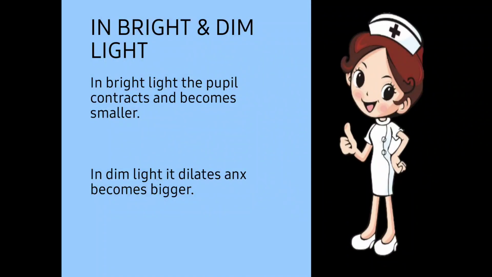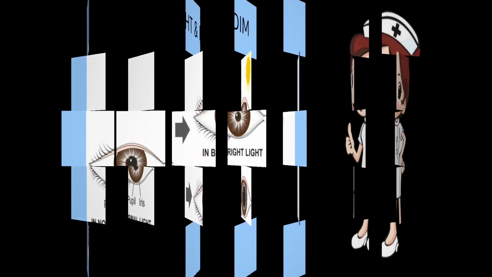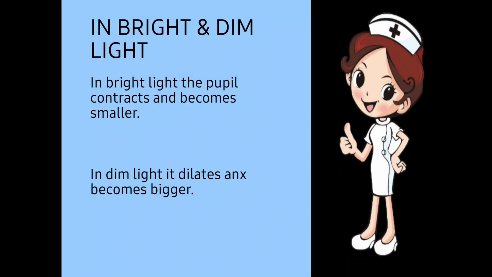Next one, in bright and dim light. Now how does the pupil react? In case of bright light, the pupil contracts and becomes smaller. Okay, as it is shown here. In the normal light condition, the shape of the pupil is this. In case of bright light, if a bright light shines, then the pupil contracts. In case of dim light, the pupil dilates. Dilate means it becomes bigger, and it becomes smaller in case of bright light. Okay, so in this way, according to the light condition, the pupil reacts. In bright light it becomes smaller, and in dim light it becomes bigger.